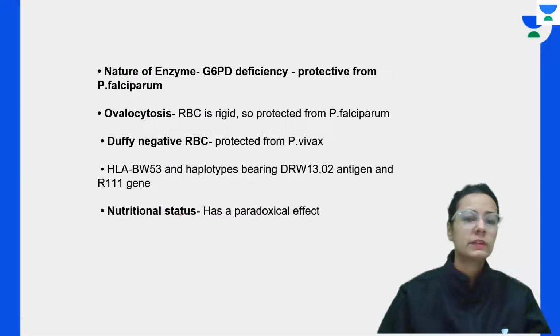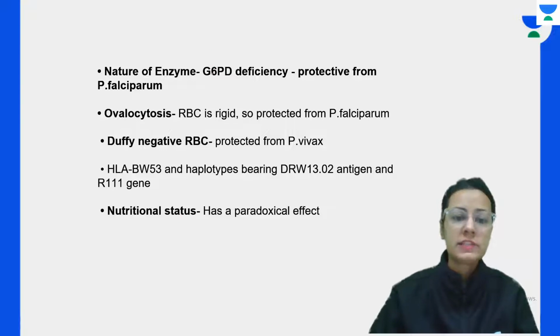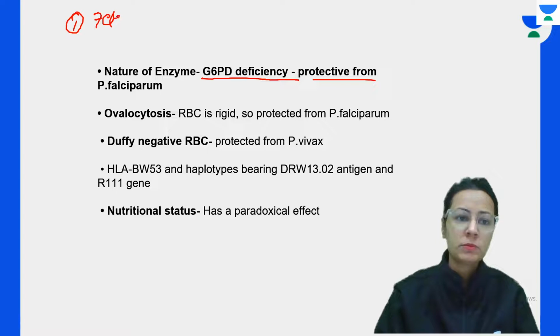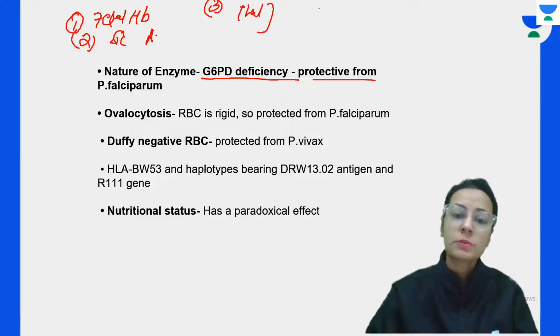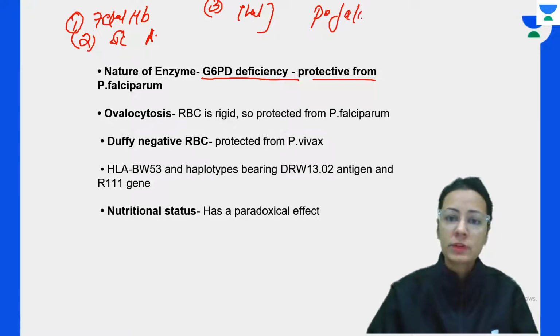Going to the next one. Nature of the enzymes. G6PD deficiency is also protective. We talked about the fetal hemoglobin, sickle cell anemia, and the thalassemia trait. They all are protective from Plasmodium falciparum.